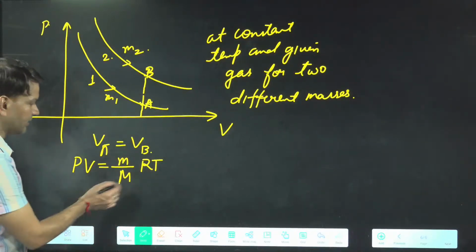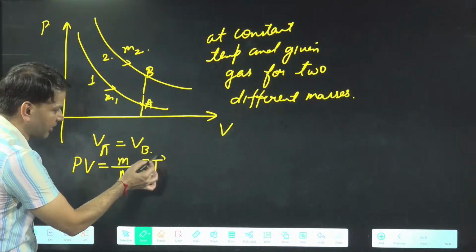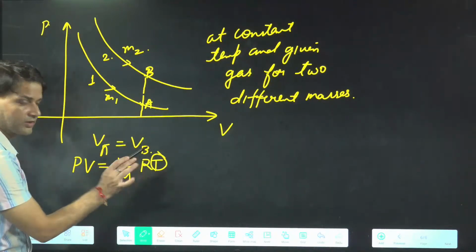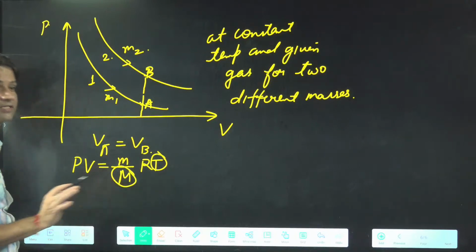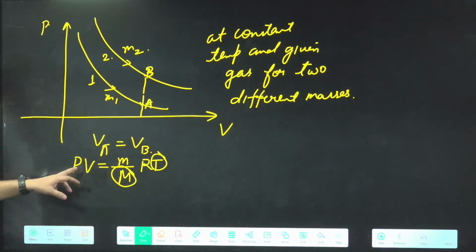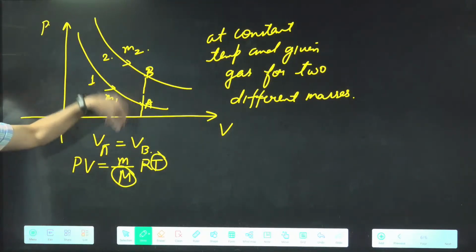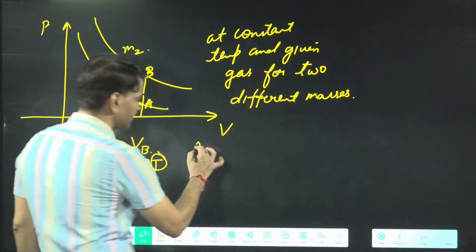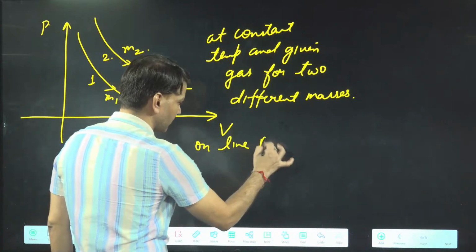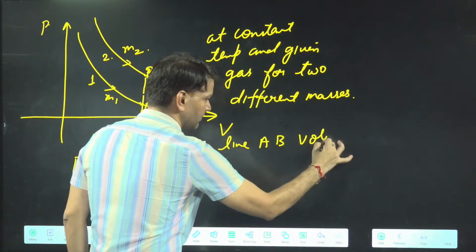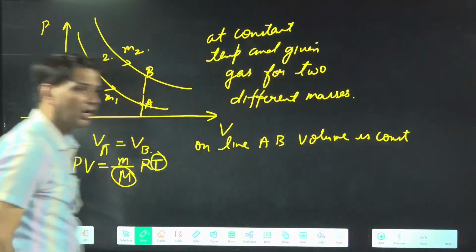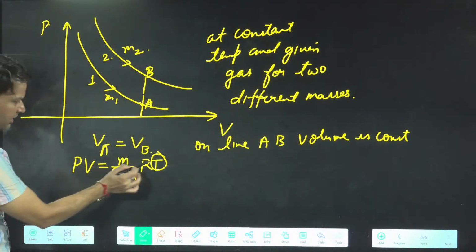In this relation they have given the graph is plotted for constant temperature. R is the universal gas constant, and for the given gas the molar mass is constant. And on this line AB, volume is constant. Now you can see here V constant, M constant, R constant, T constant.